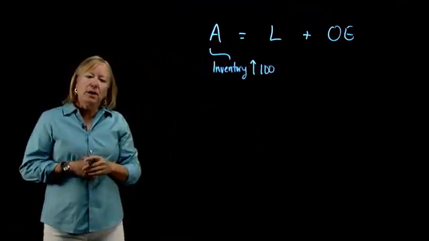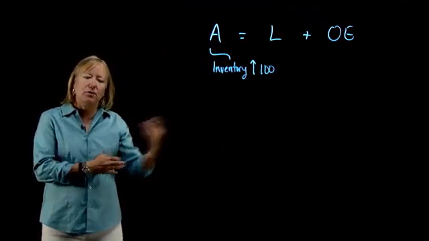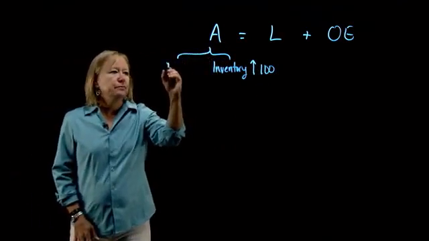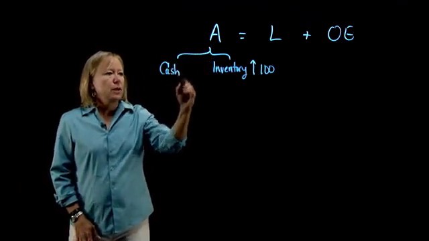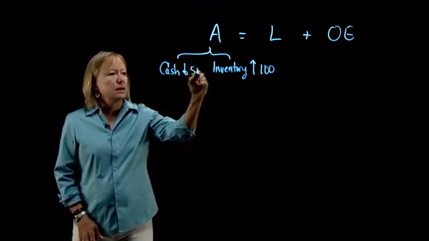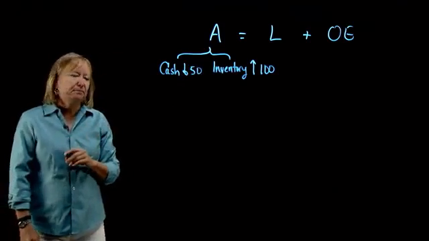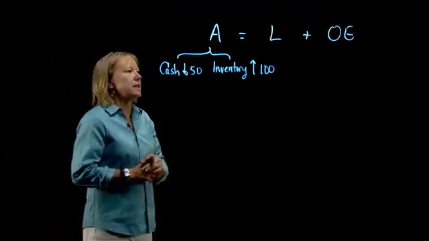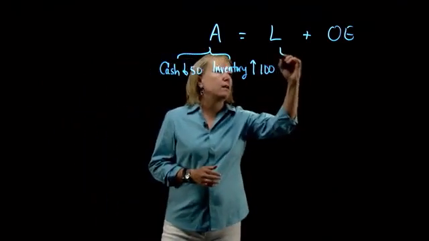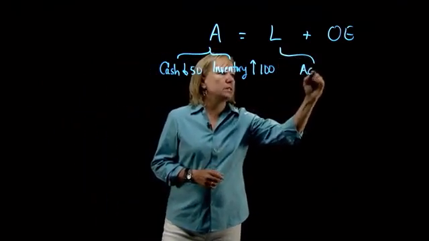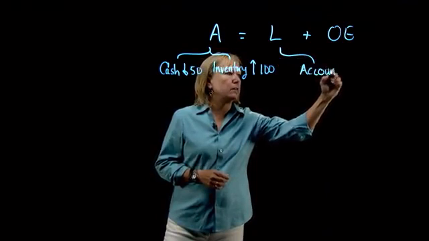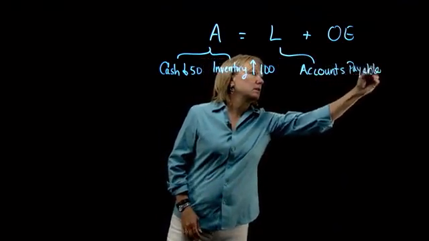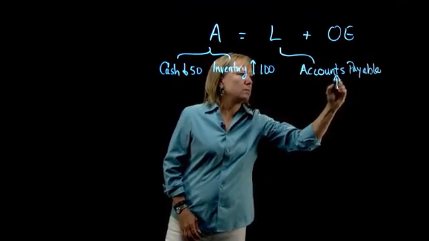In this example, the company pays for half of that $100 in cash. So the cash account is affected. So cash goes down by 50. The remaining 50, it pays on account. So here we would have an accounts payable account. That goes up by 50.